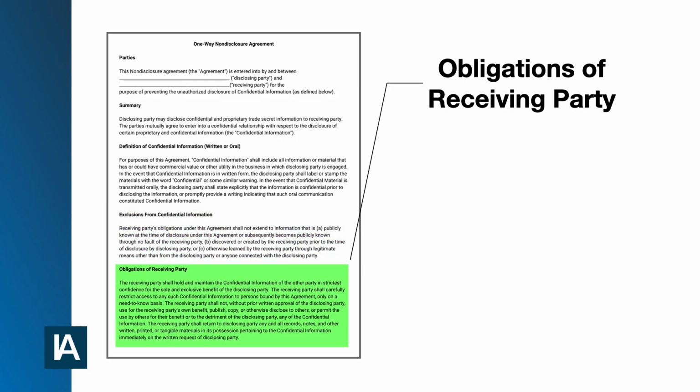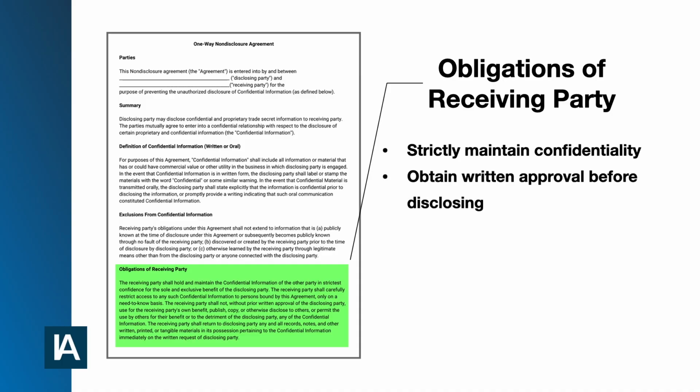The obligations are the responsibilities of the receiving party. It states that the receiving party must maintain strict confidentiality. That means they have a responsibility to put forth their best effort to protect your information. They also have to get approval in writing from you if they feel they need to share your information with another party. It also gives you the right to immediately reclaim any records, notes, or samples that you may have given to the receiving party.